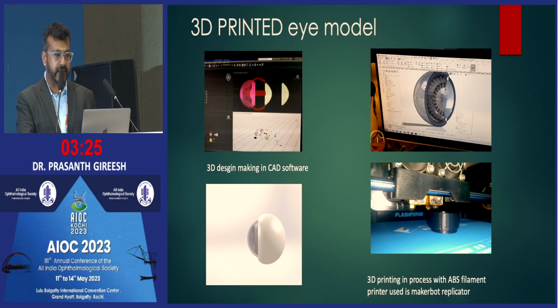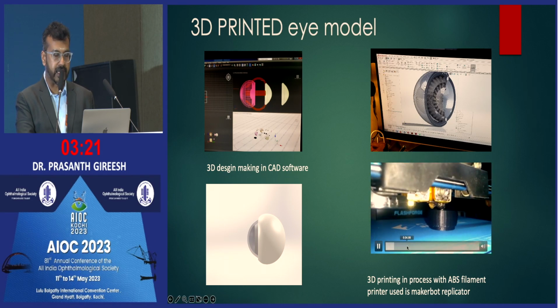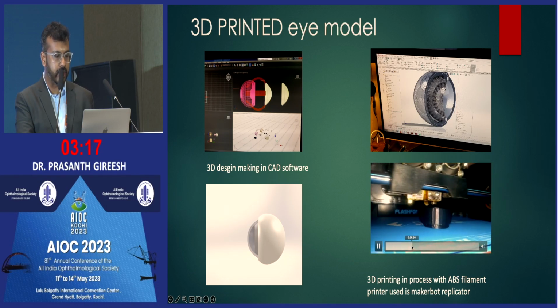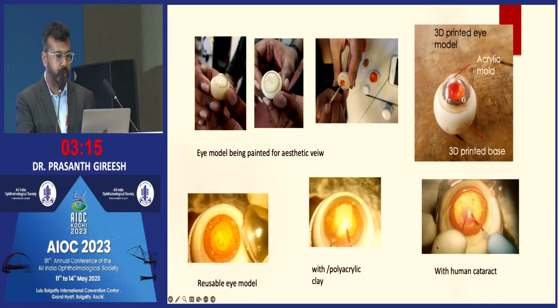So I designed a 3D printed eye model made of an ABS material, and we got a corneal mold made with acrylic. So you can see the acrylic mold of the cornea, and a 3D printed base model with ABS, which is used for practicing phaco.